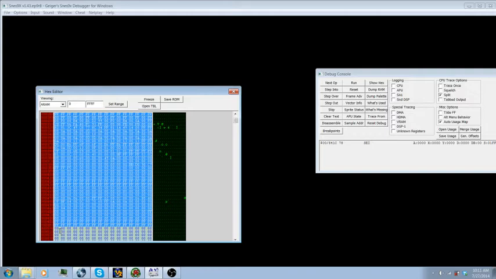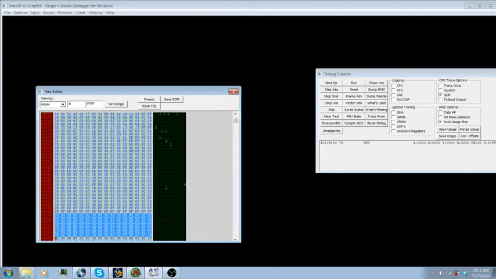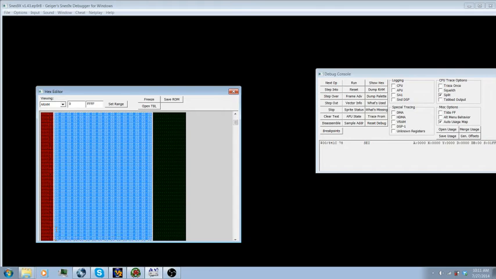Now the next 1000 bytes from 500 to 14FF, this is the echo buffer. It's rather small, as I'll demonstrate later, which is unfortunate, but it is what it is.